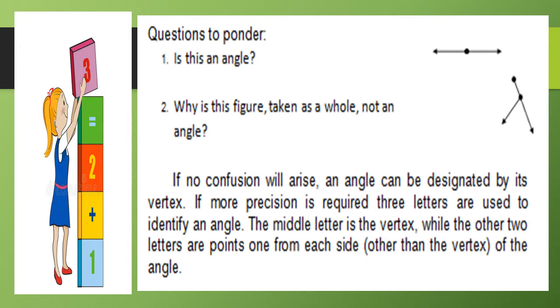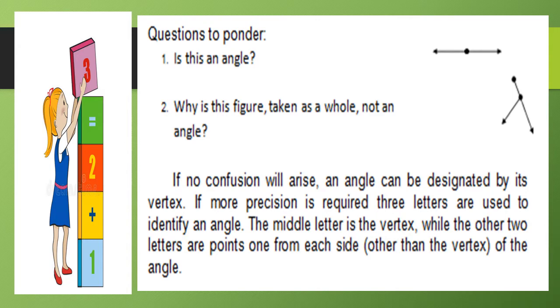If no confusion will arise, an angle can be designated by its vertex. If more precision is required, 3 letters are used to identify an angle. The middle letter is the vertex, while the other 2 letters are the points, one from each side other than the vertex of the angle.